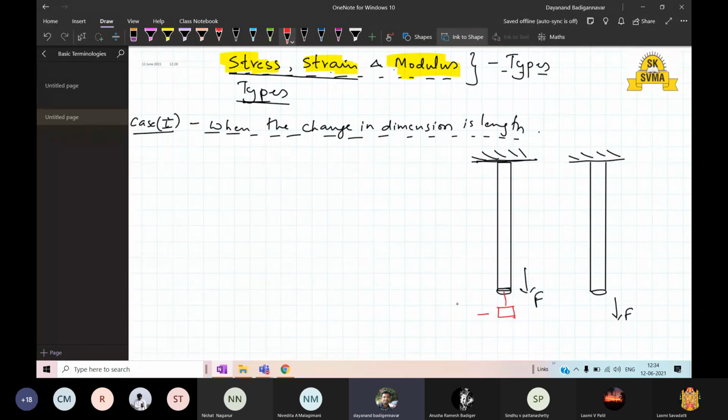This load, or mass, is going to generate a force F. This is known as the applied force. Either you pull it physically, or you apply a mass. By applying a mass, you are applying a force m into g in the downward direction.